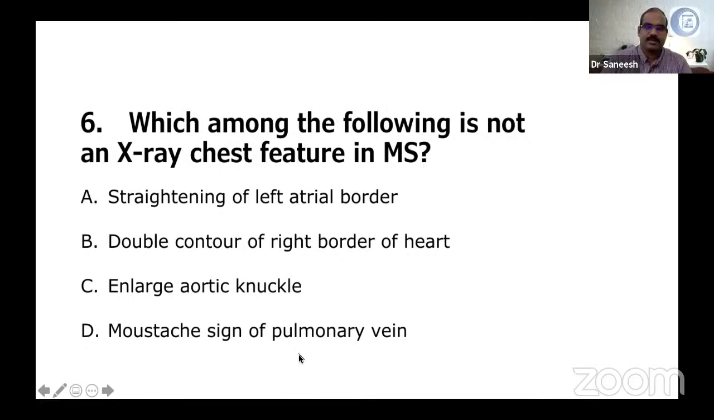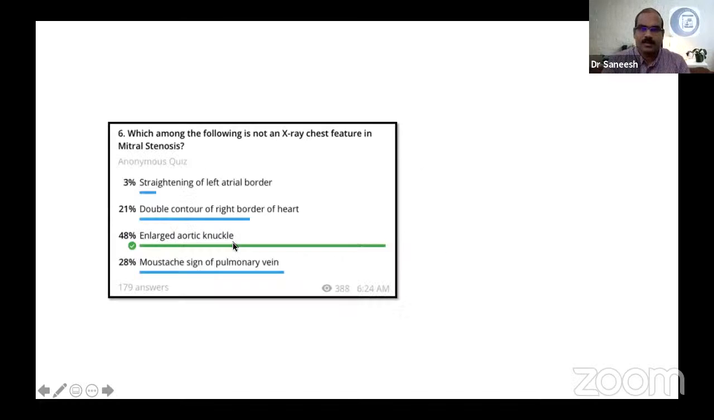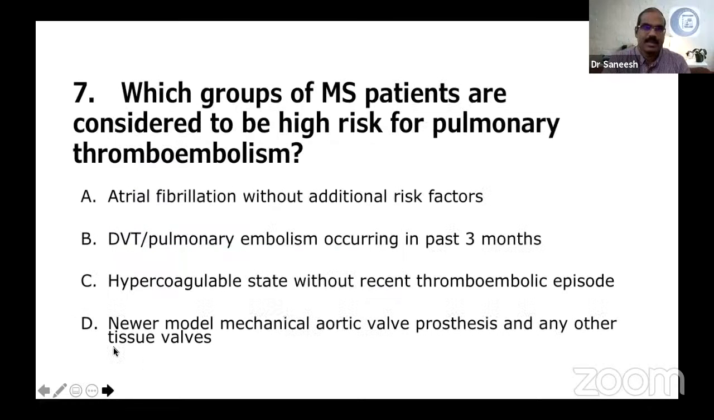Okay, fine. Dr. Minati, the result is out, the right answer only. Yeah, enlarged aortic knuckle, because there is straightening of the left heart border. So enlarged aortic knuckle is only seen in the case of aortic aneurysm or aortic stenosis conditions like that. Okay. All others we can find in mitral stenosis. So in the Telegram survey also we got only 48%, but the present audience 82% is hitting the right answer. Thank you very much for the energetic response.